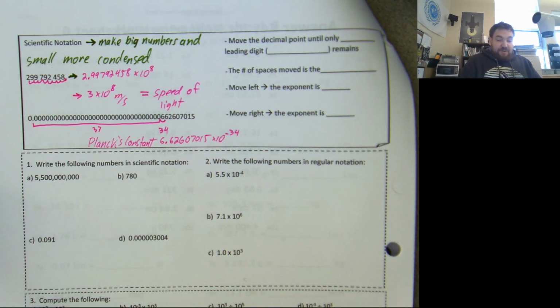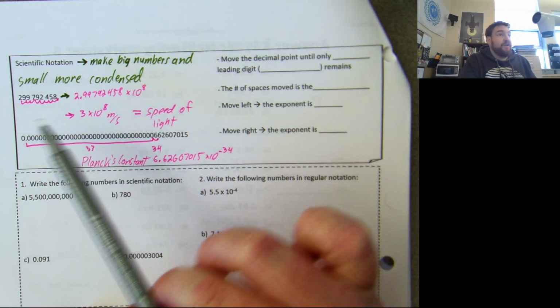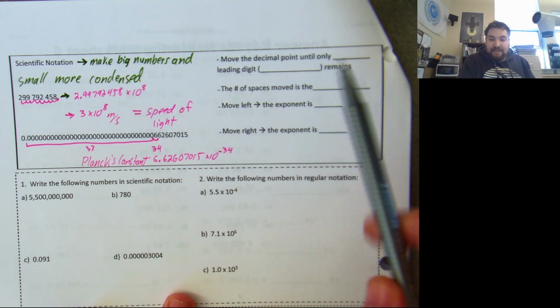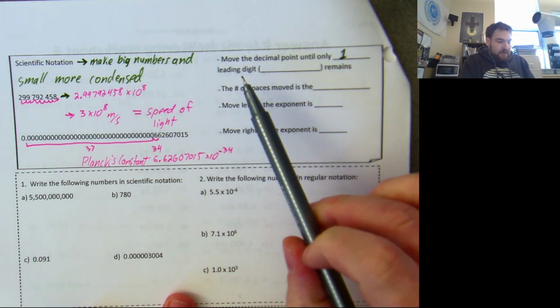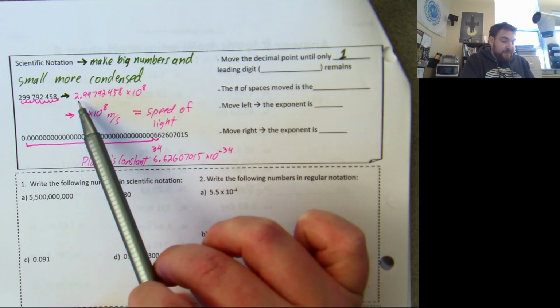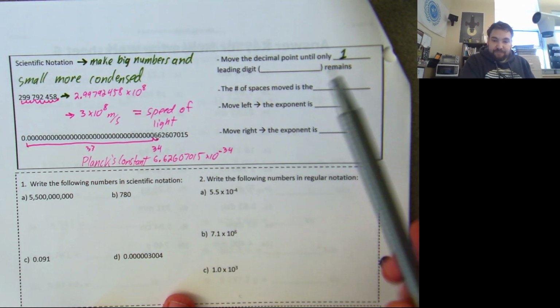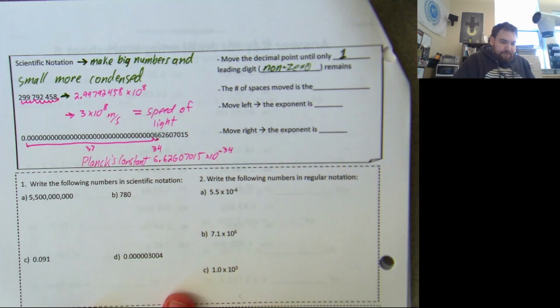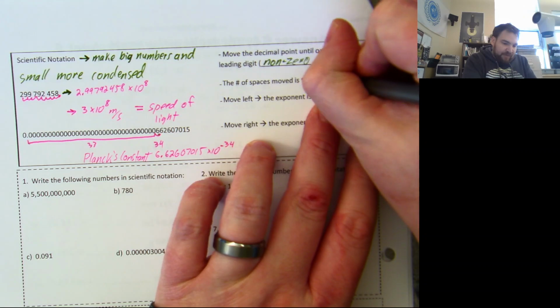So, crash course on scientific notation, or a review, because you may not have seen it since grade 9 or middle school. When you are converting a value into scientific notation, you move the decimal point until only one leading digit remains. So for this one, we moved it left until it was between the 2 and the 9. This one, we moved it right until the 6 was in front. And that leading digit needs to be non-zero. So one leading non-zero digit remains, and the number of spaces moved is the exponent.